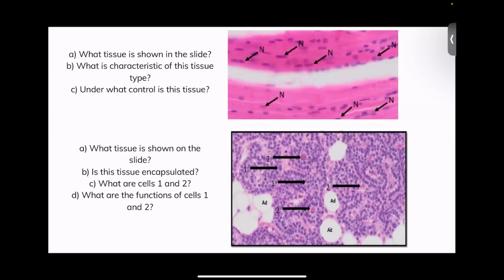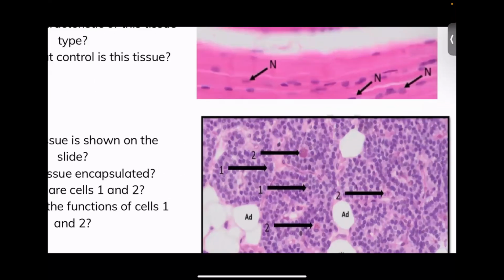Okay, so this tissue is a gland basically. This is the parathyroid gland. So part A, the answer is parathyroid gland. Part B, is it encapsulated? Yes, it is. The parathyroid gland is encapsulated by a capsule. Now, questions C and D: what are the cells in one and two?